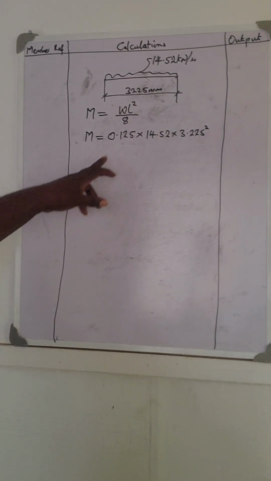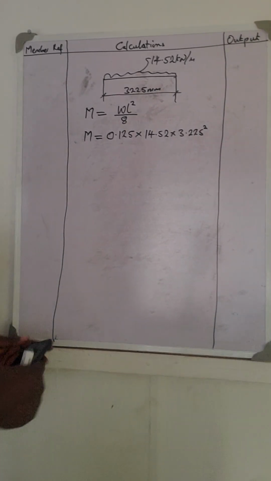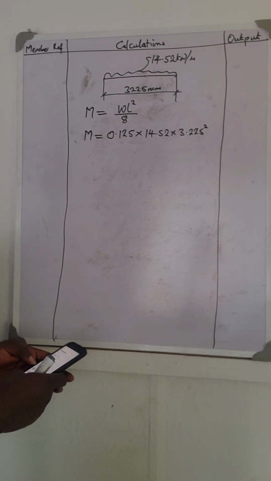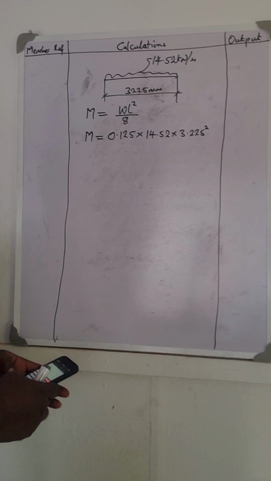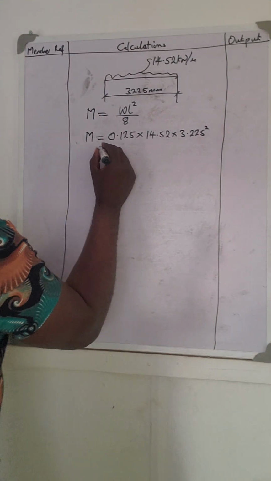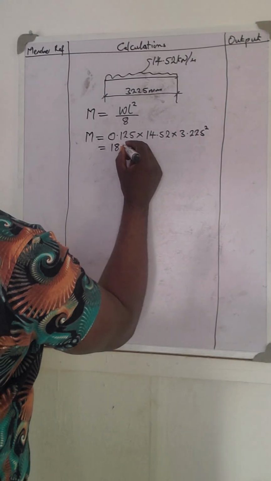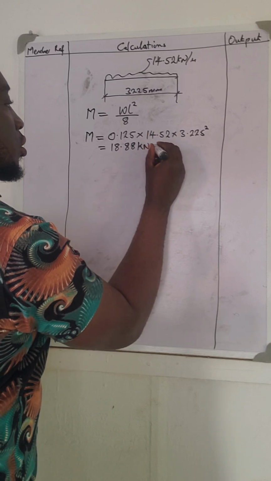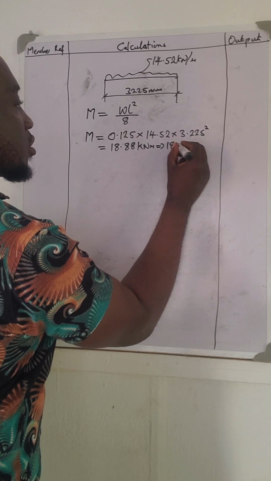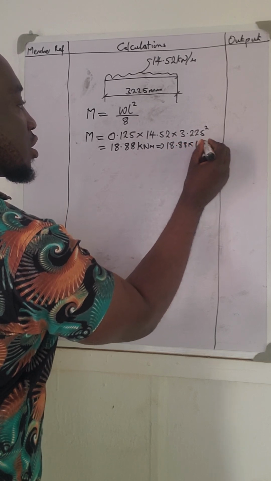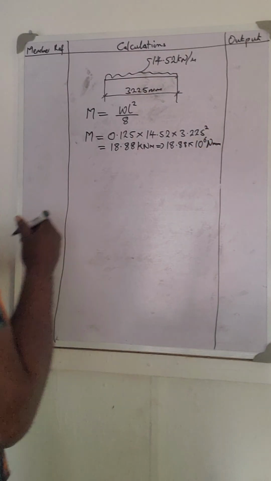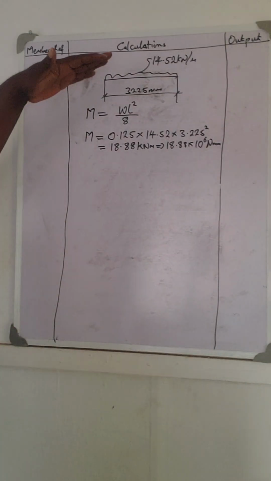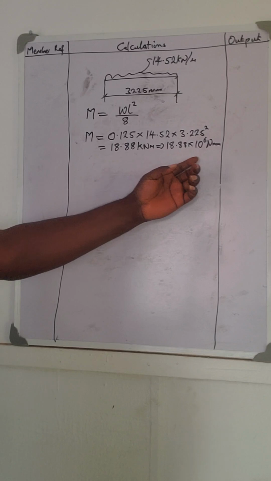Okay, so when you compute this, you are going to have 0.125 multiplied by 14.52 multiplied by 3.225 square. This one will give me 18.88 kilonewton meter. All right, this is the same as 18.88 times 10 raised to power 6 Newton millimeters. Okay, it's the same step in all the design. Now we've gotten our moment.